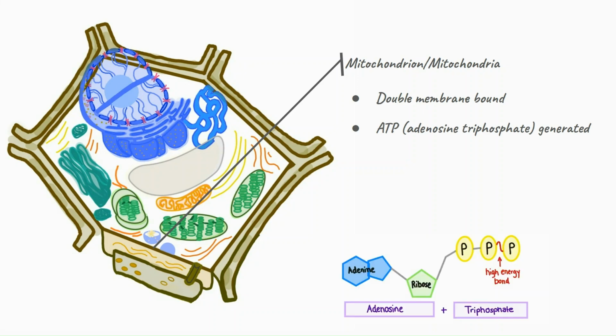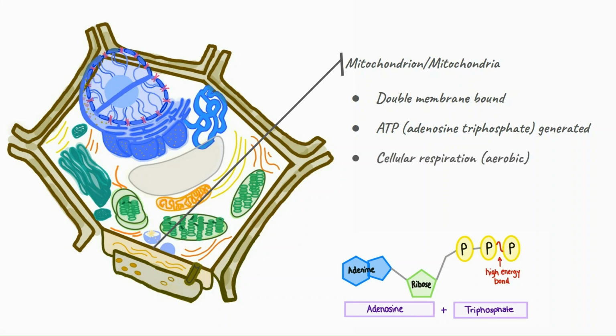My drawing here shows the adenosine component of ATP derived from an adenine and ribose, where the triphosphate component is obvious in the name, 3-phosphate compounds. This high-energy bond in red is important, as this is what allows for ATP to function as the energy currency. And when broken by hydrolysis, this bond releases a significant amount of energy.